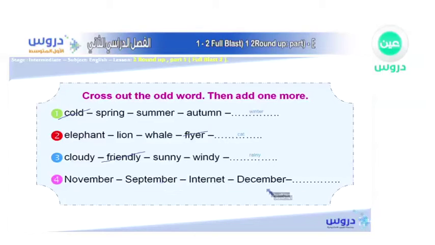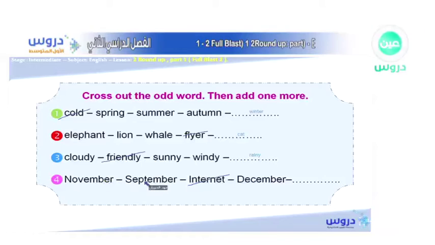Okay, November, September, and December, we know that all of these three are months. However, Internet, what is Internet exactly? Well, it's something that we go through and we chat with our friends in. It's not a month, actually. It's really odd. You can't put it with the months, so we have to cross it out also. Let's cross it out. What can we say then?